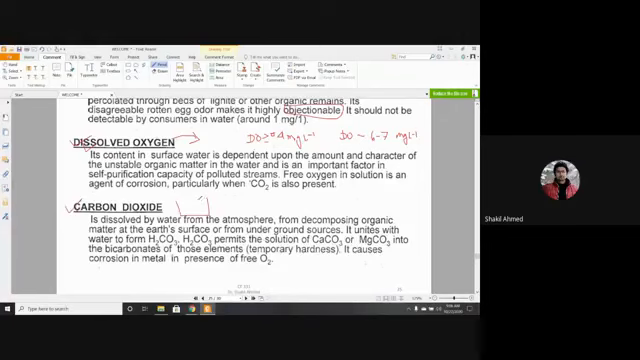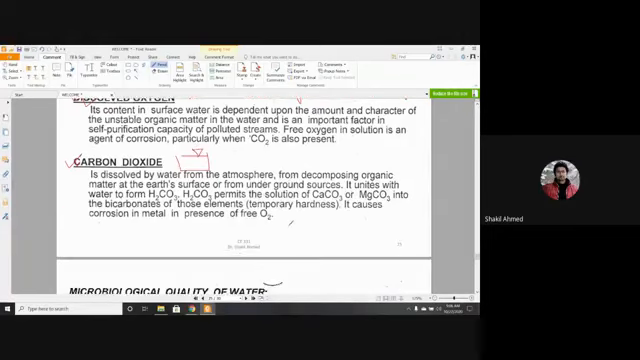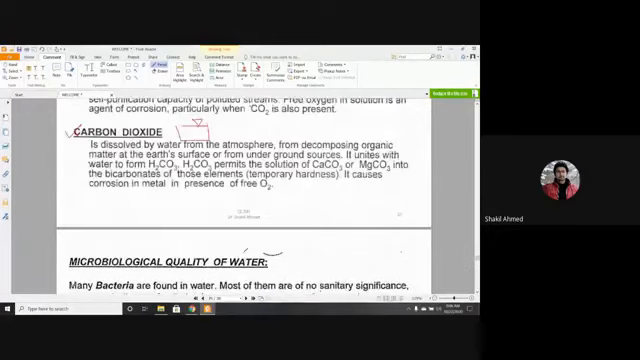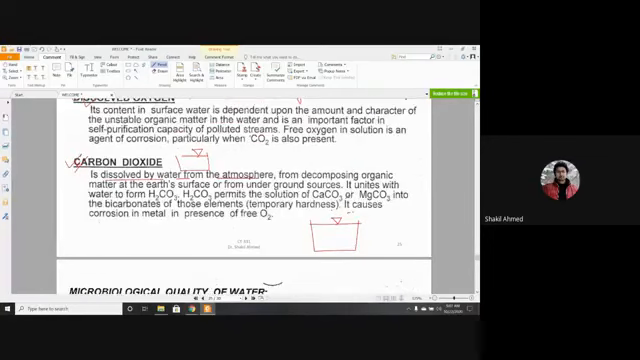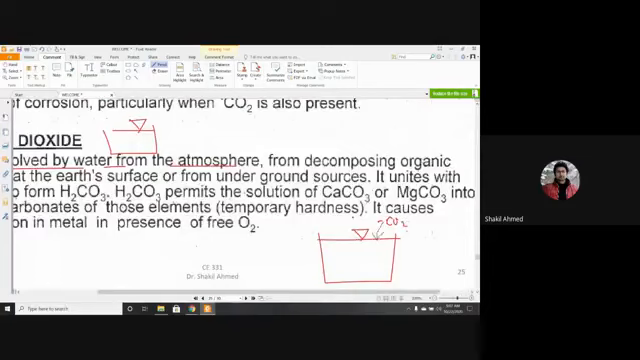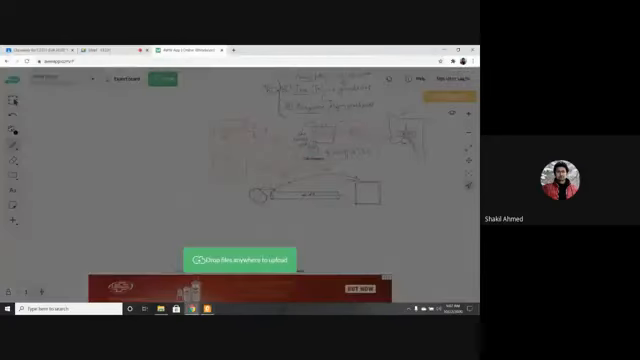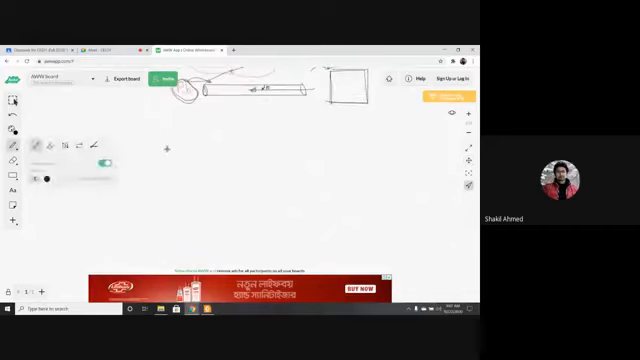Okay. Carbon dioxide may also be dissolved in water. Carbon dioxide is dissolved by water from the atmosphere. So if you have water, then in the atmosphere you have oxygen, carbon dioxide, right? So carbon dioxide in the atmosphere may come to the water. In groundwater, what happens? This is soil. You have groundwater here, right?